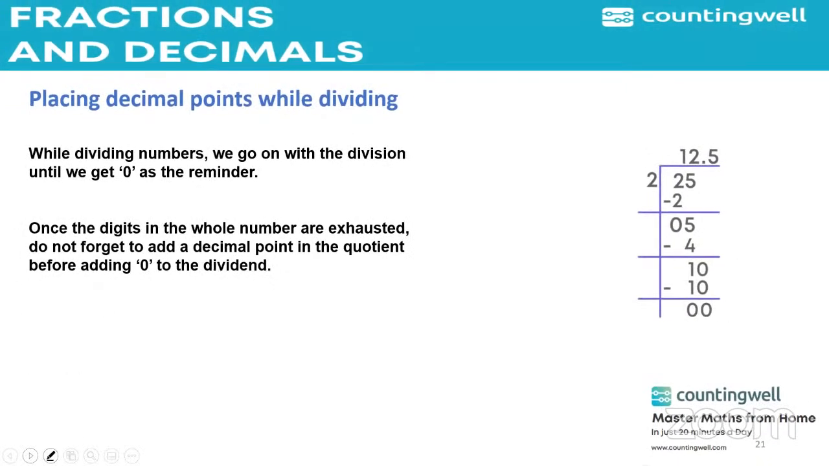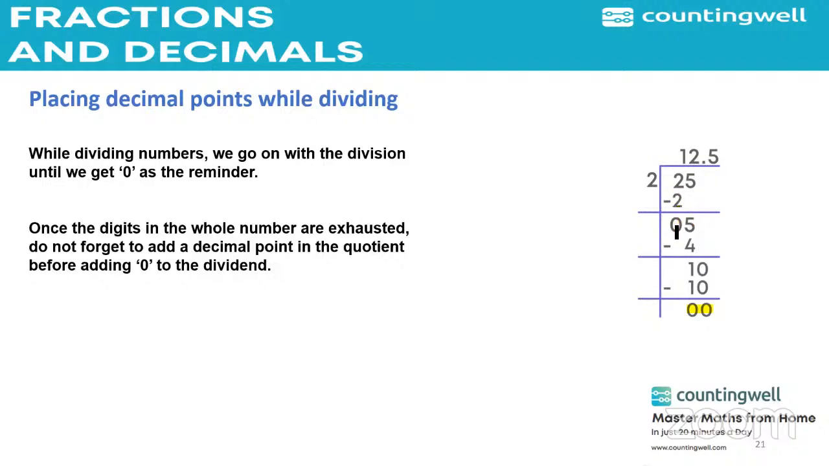Let us see a trick to place decimal points while dividing. While dividing numbers, we go on with the division till we get 0 in the remainder. So once the whole numbers are exhausted, we should not forget to add a decimal point in the quotient before adding 0 to the dividend. For example, here we have 2 ones are 2.